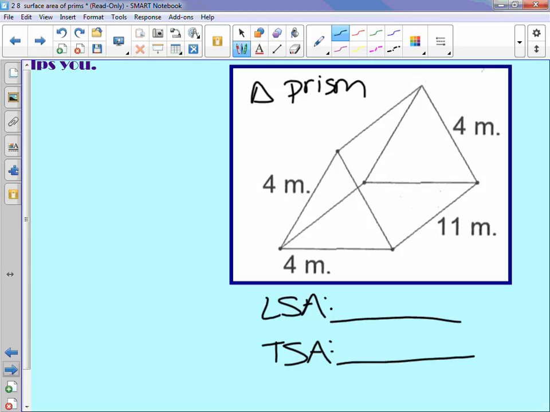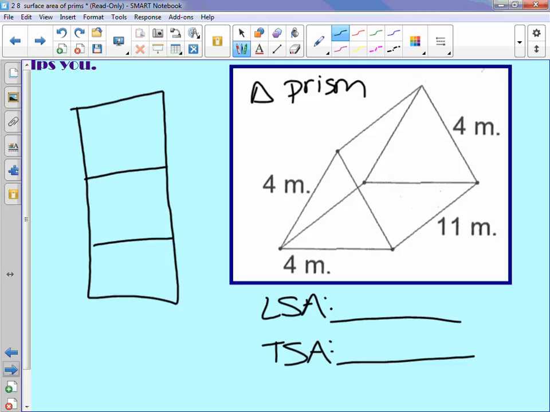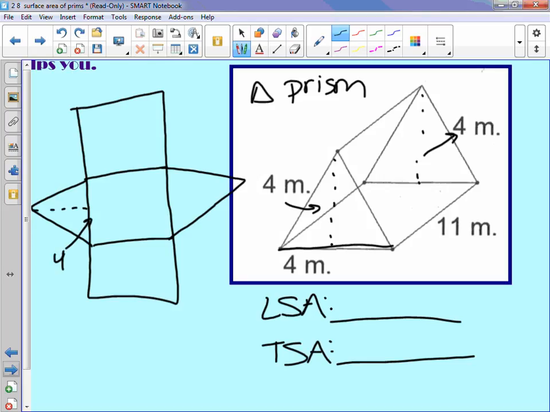Let's go through and look at this. Here are my laterals, and then here's my triangles. Now, some people are going to ask me, how do I know what to label? How do I know how to label it? Let's go through and look at this. I know that the base of my triangle is 4. So that means that this right here is 4. The height of my triangle is 4. So that means that this right here is 4.